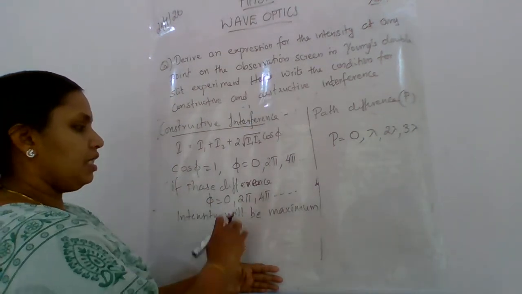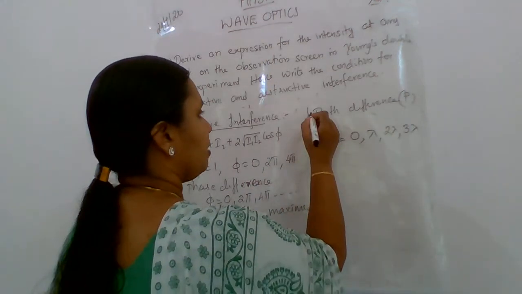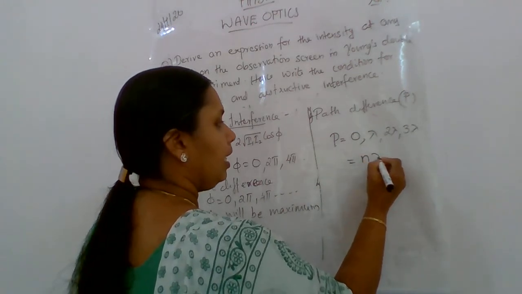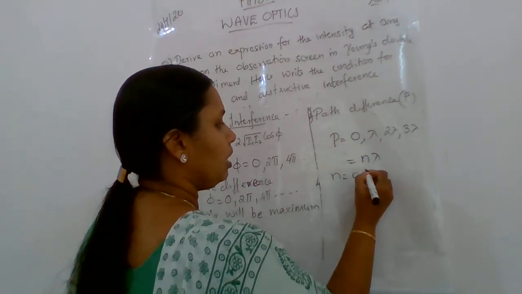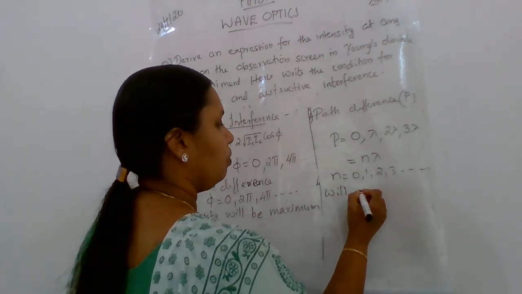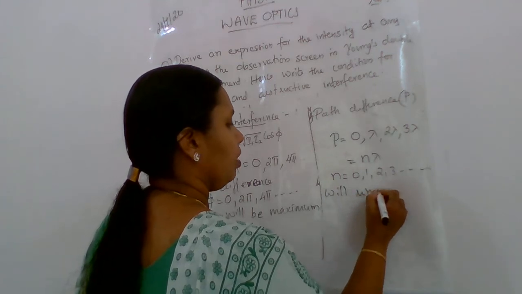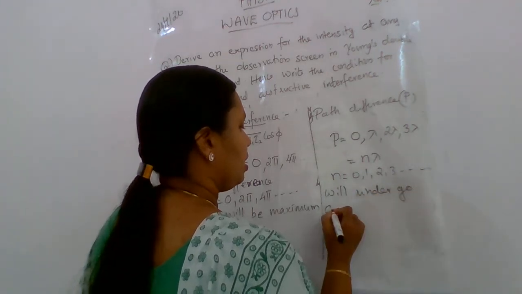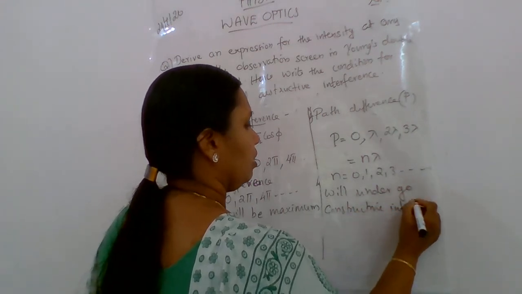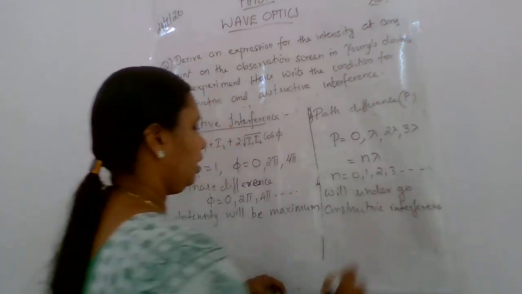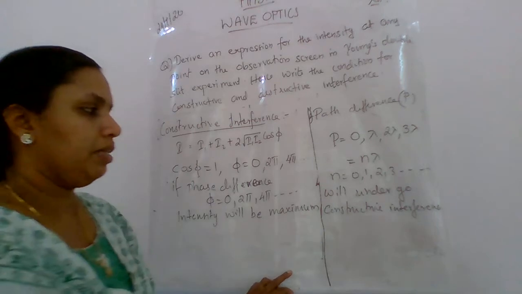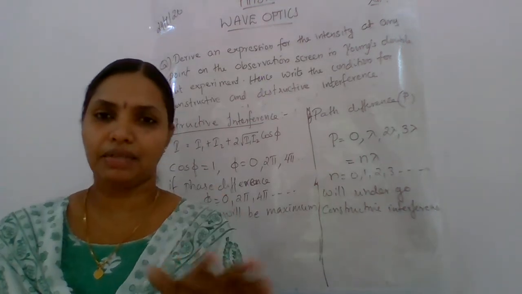So if the phase difference is equal to this, and if the path difference is equal to n lambda, where n is equal to 0, 1, 2, 3, etc., the waves will undergo constructive interference or constructive superposition. And what will be the intensity? Intensity will be maximum. So constructive interference means maximum intensity.